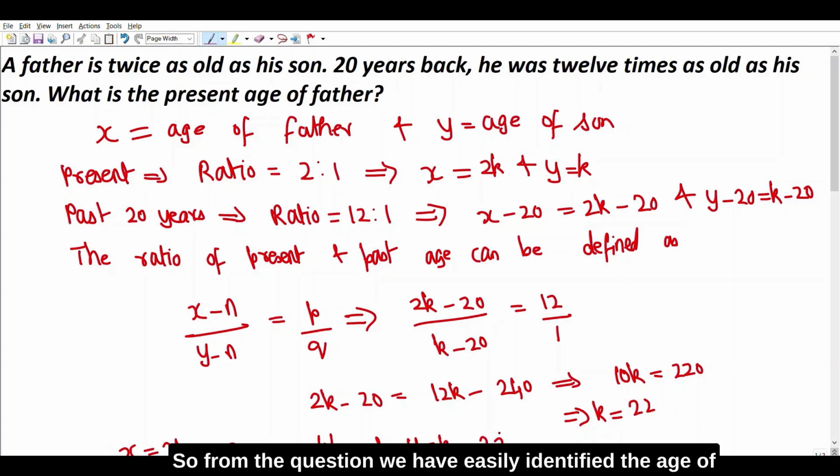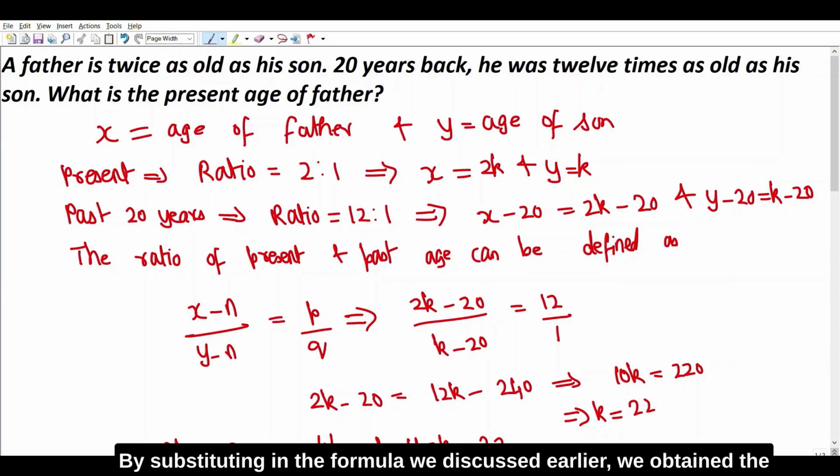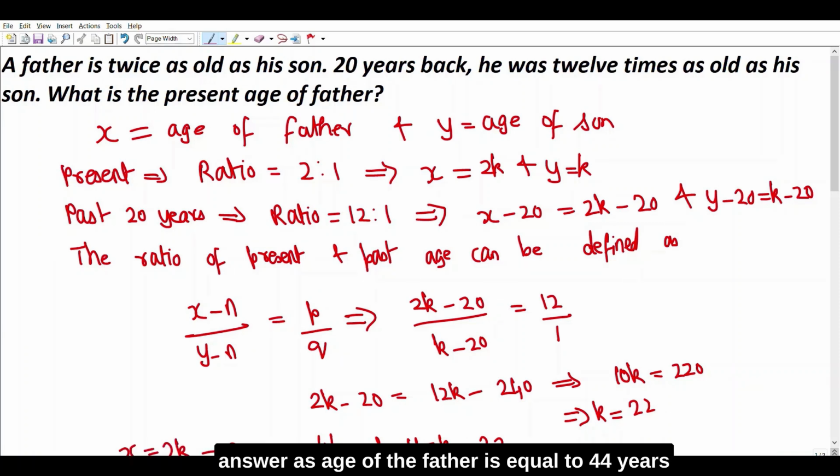So from the question, we have easily identified the age of the father and the age of the son. They had given ratio of the ages of father and son at present and ratio of the ages of father and son before 20 years. By substituting in the formula we discussed earlier, we obtained the answer as age of the father is equal to 44 years and age of son is equal to 22 years.